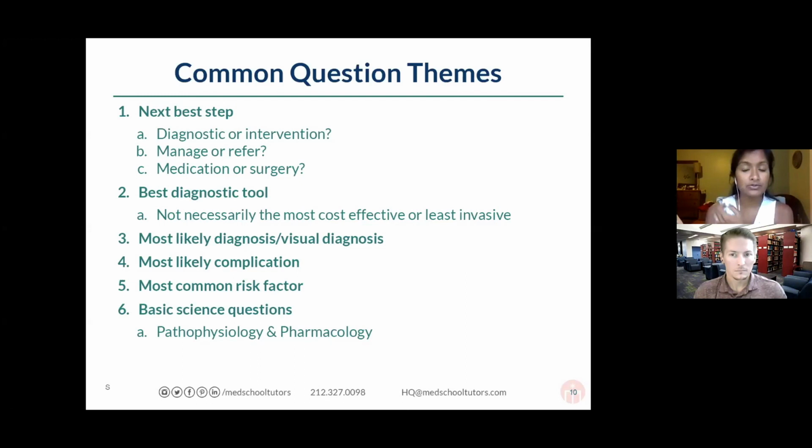Or what is the most common complication of that? Risk factors. So this is a common one seen in primary care outpatient questions. So if you have a patient who comes in with diabetes, hypertension, and a number of different issues.